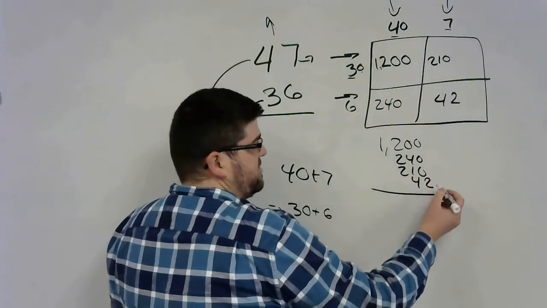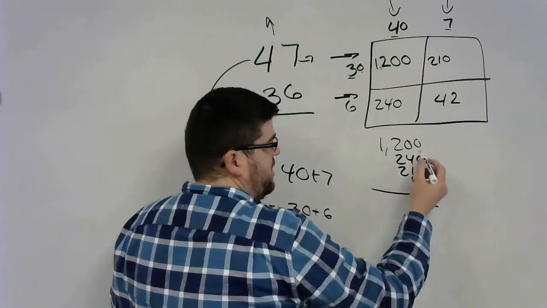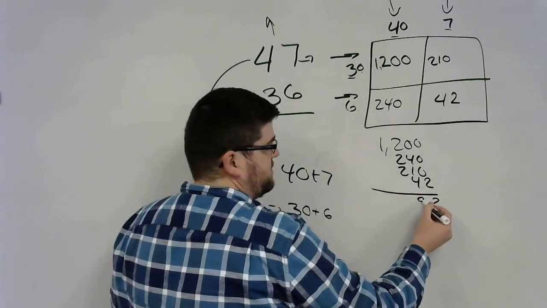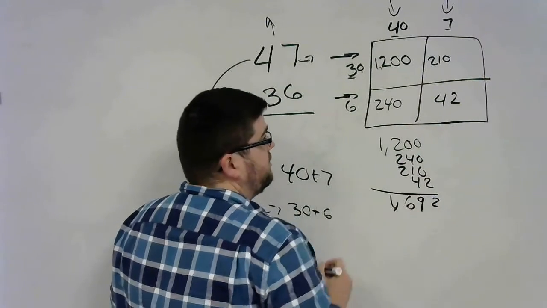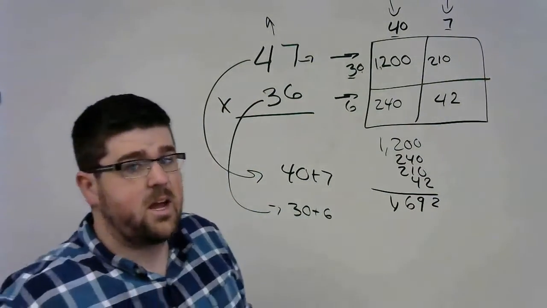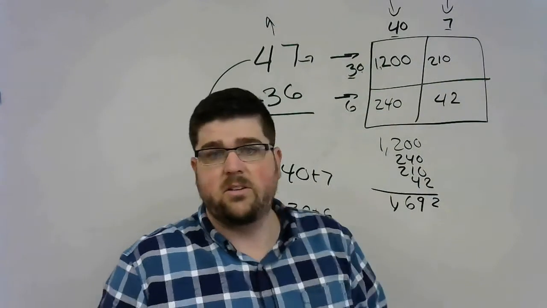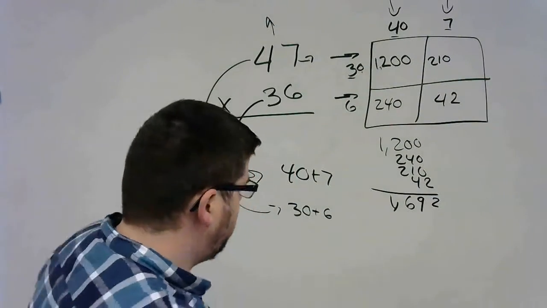So 0 plus 0 plus 0 plus 2 is 2. 0 plus 4 plus 1 plus 4 is 9. 2 plus 2 plus 2 is 6. And then bring down my 1. So the answer to 47 times 36 is 1,692. Let's try another example.